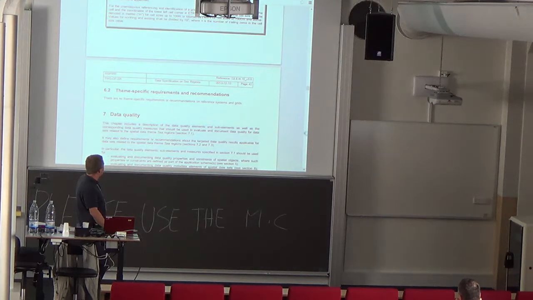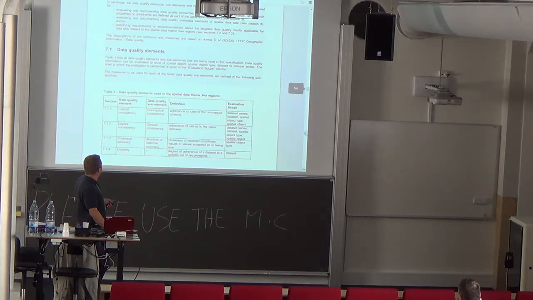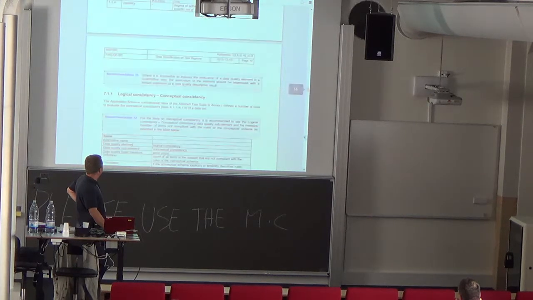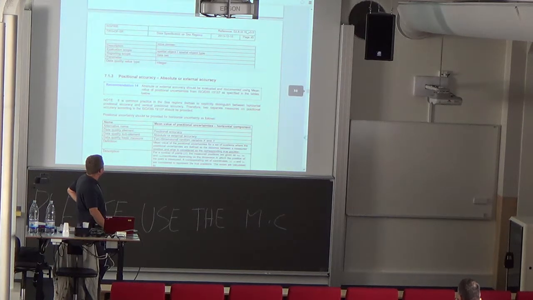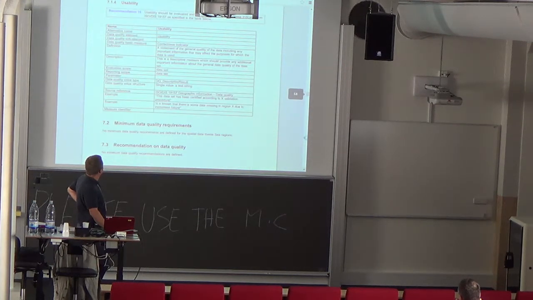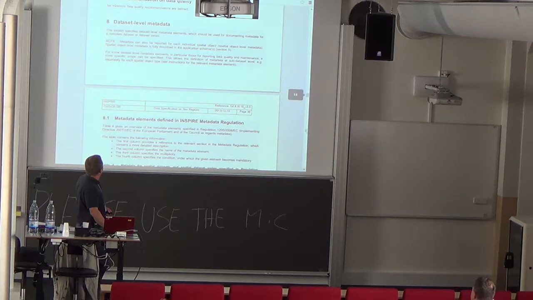Theme specific requirements. Then we have this data quality. So you have data quality elements used in the spatial data theme C regions, and these are the common elements: logical consistency, positional accuracy, usability, minimum data quality requirements if they are defined. In this case there are no minimum data quality requirements for the C regions. Recommendation, also there are no specific recommendations on the data quality in the C regions.